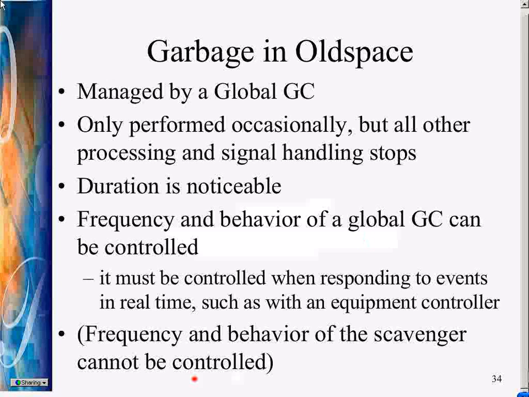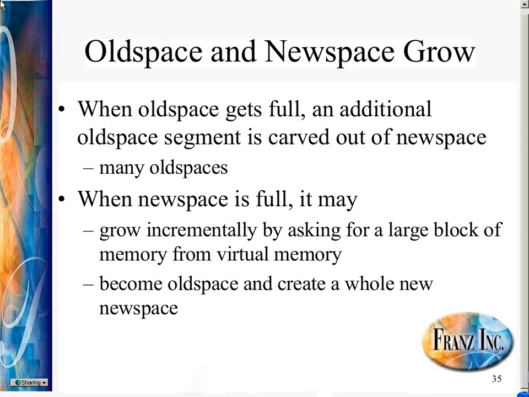You can control the frequency of global garbage collection. The scavengers happen automatically, out of your control, but global garbage collections can be controlled. The one thing is you almost never want to turn them off completely. The system will grow if it decides that new space is too small, because you have too many scavengers or not enough space is freed up when you move things from one side to the other. It will cause new space to grow.